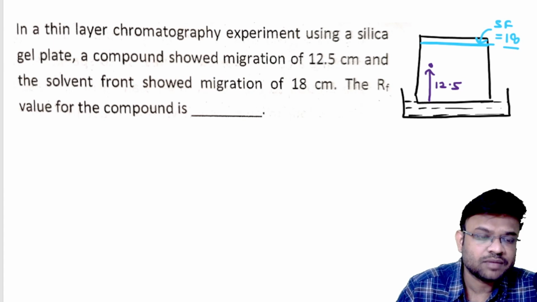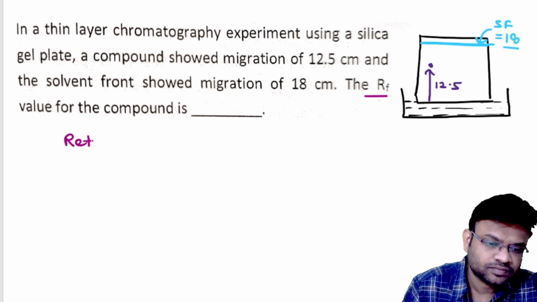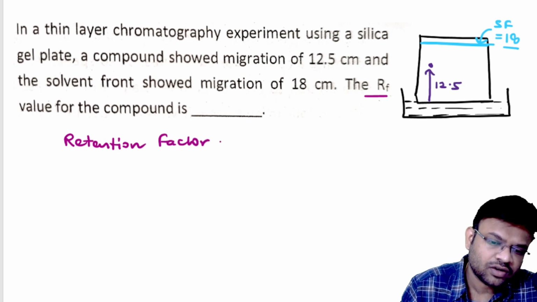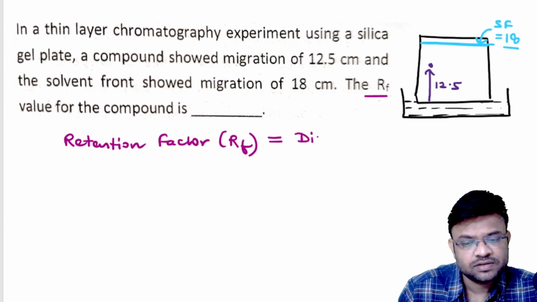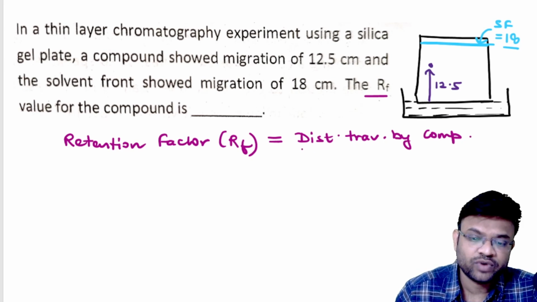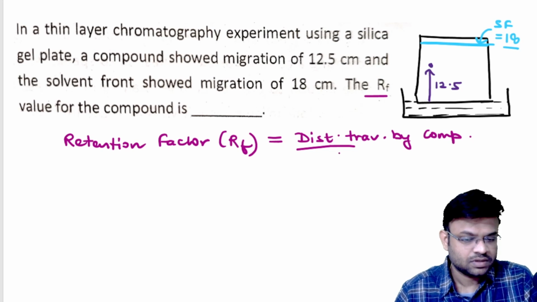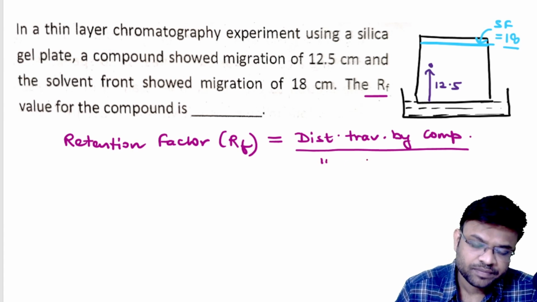Over here they are asking about the retention factor value. Now remember that retention factor, also mentioned as RF, is equal to the distance traveled by the compound, let us say over here 12.5, divided by the distance traveled by the solvent front.